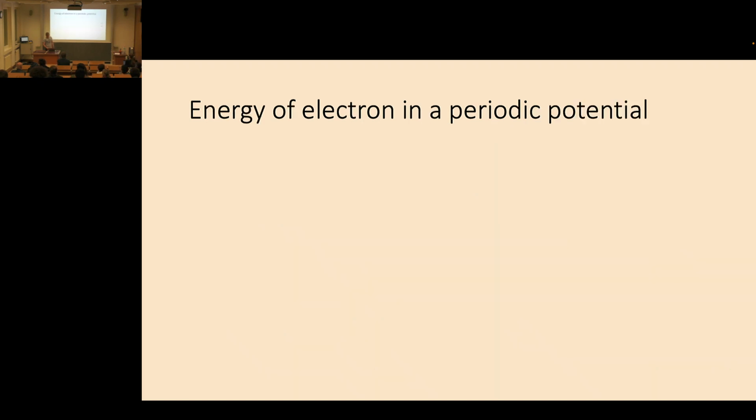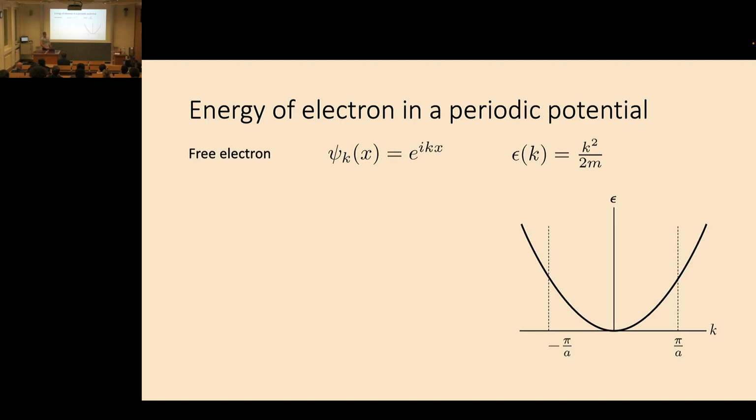Right. So next step, we want to know the energy of the electron. As we normally do in physics, we want to know the energy of things. So we can start again with the free electron, which has a very simple expression for its energy, which is the same as the kinetic energy of the classical particle.